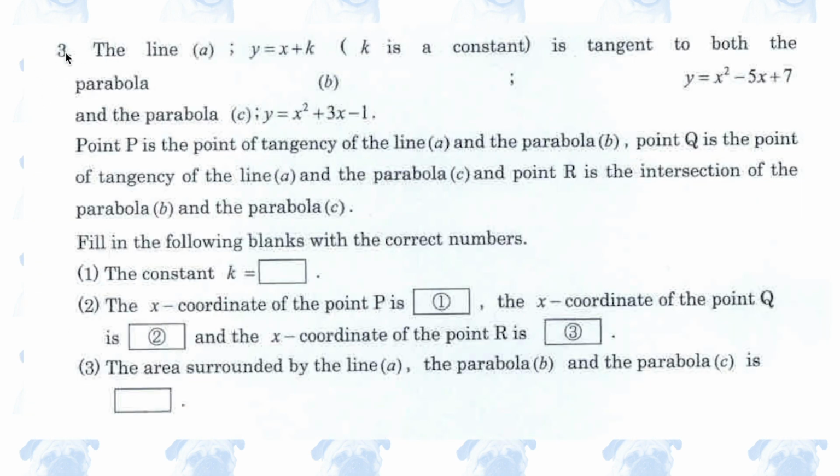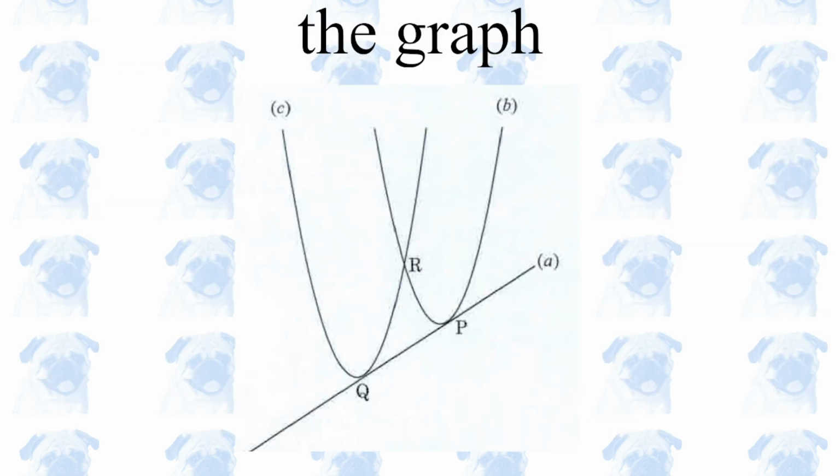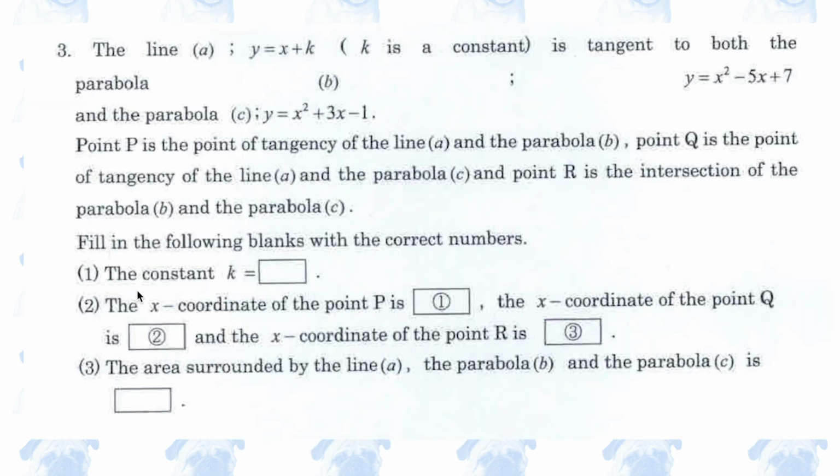Section 3, the last section. The line A is tangent to both the parabola B and the parabola C. Point P is the point of tangency of the line A and B. Point Q is the point of tangency of A and C, and point R is the intersection of these two parabolas. Number 1. The constant k is equal to blank, and k is the constant in line A.